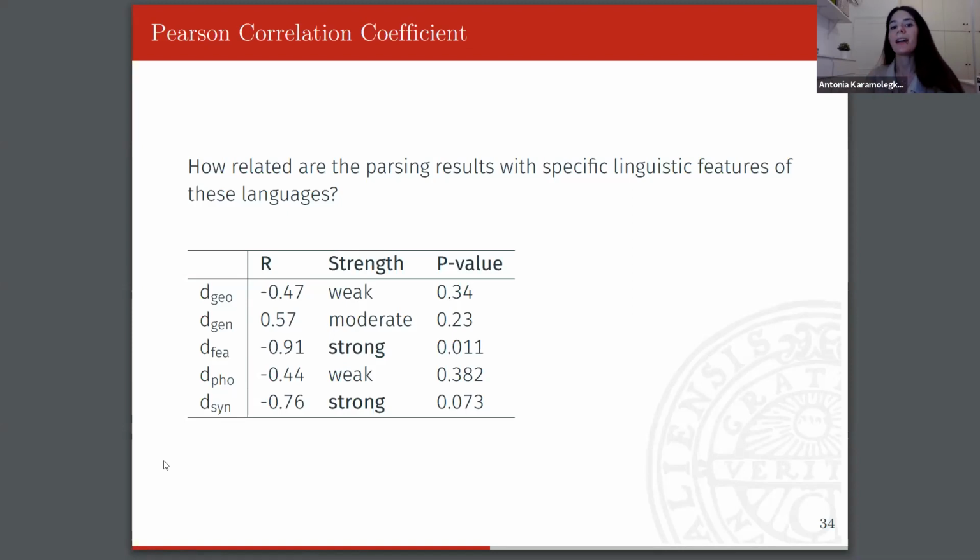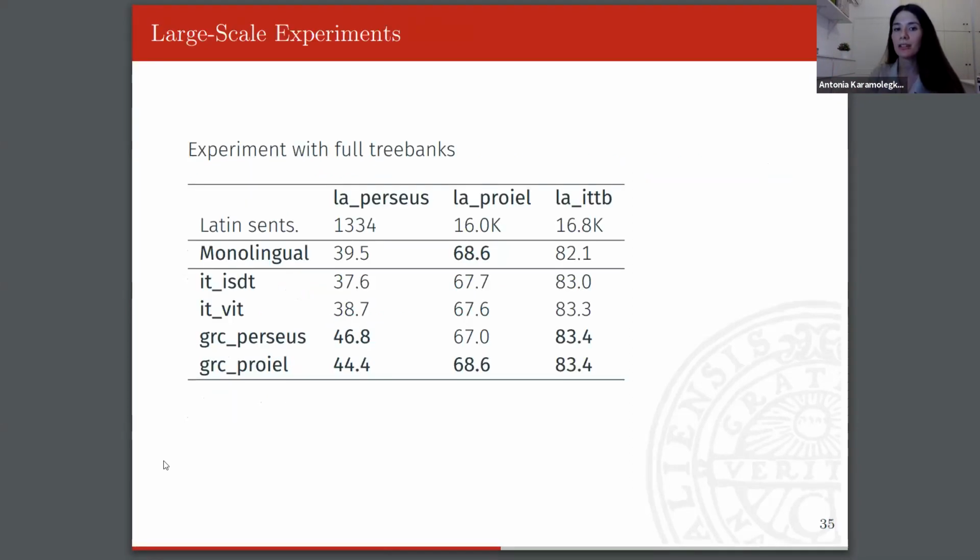Now, one might argue that using Latin as a low resource language does not provide enough data for the Italian models to outperform the Ancient Greek models because we're using a low resource scenario. This is why we tried to demonstrate the results of using full treebanks. And in the first row, we can see the monolingual models trained on the full size of each Latin treebank. And then we can see the multilingual models with Latin and the transfer languages.